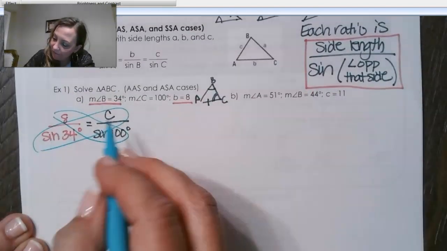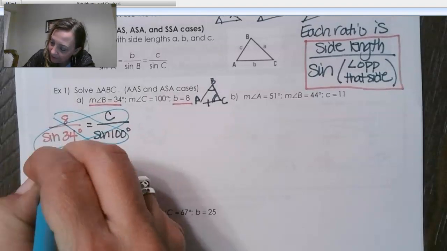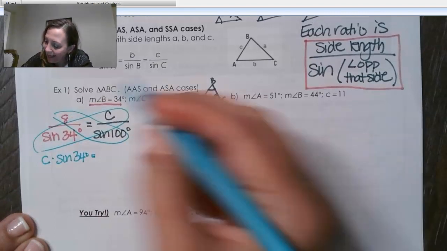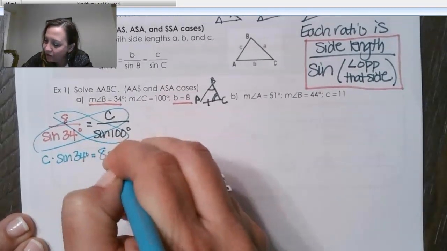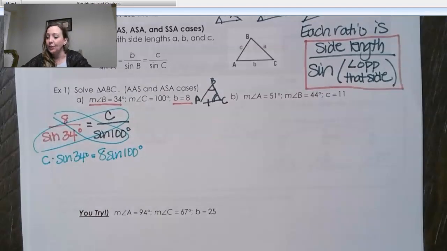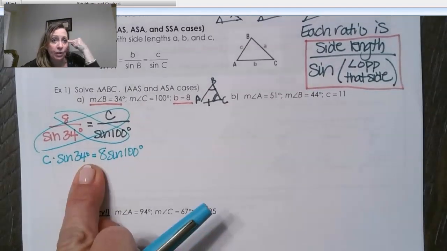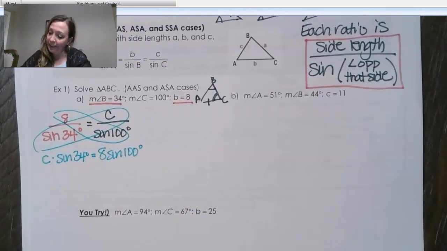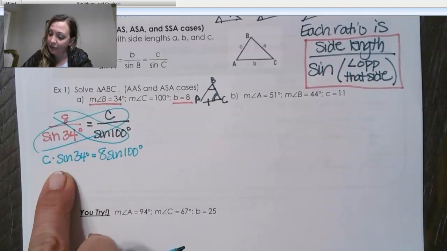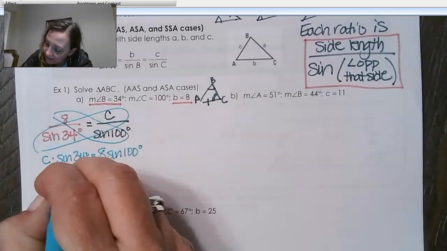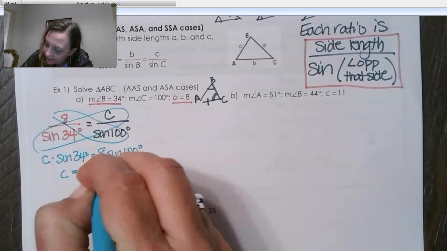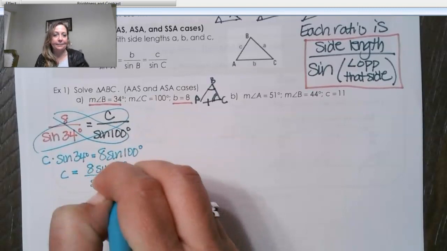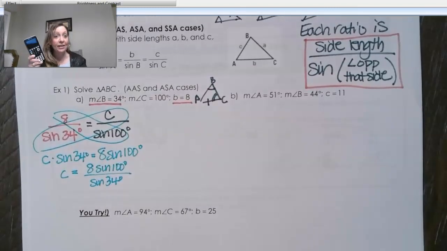So we will cross multiply in this fashion, and notice I have c times the sine of 34 degrees and I have 8 times the sine of 100 degrees. Those are equal to each other when we have a proportion and solve by cross multiplying. Now the goal is to get c by itself, and we can pretty easily see that we can get rid of this multiplication by division. So c is going to be 8 times the sine of 100 over the sine of 34 degrees. And that's when we get our calculator out.